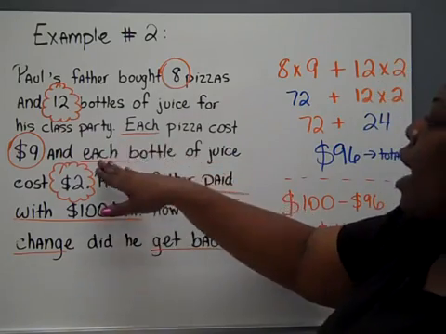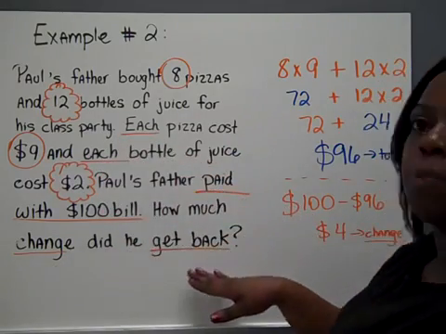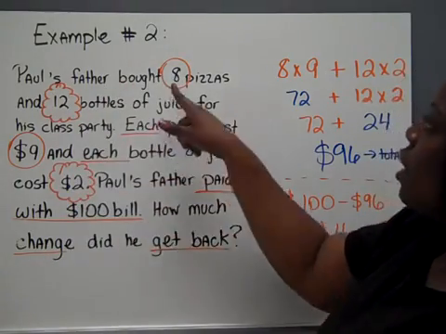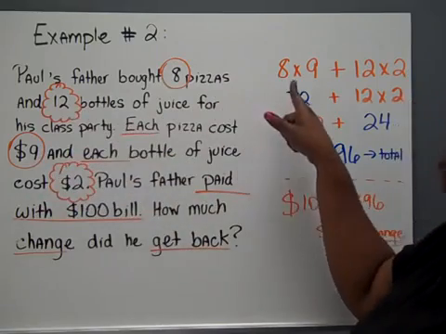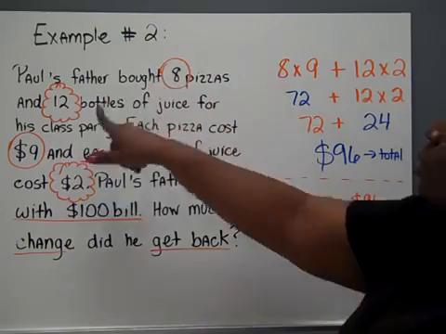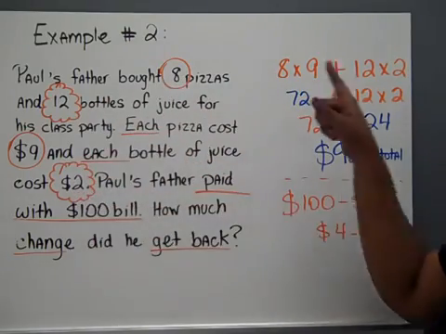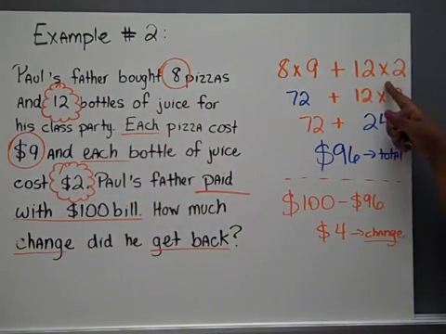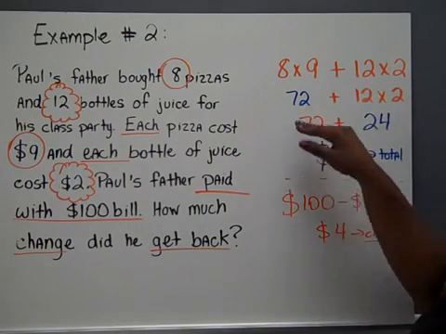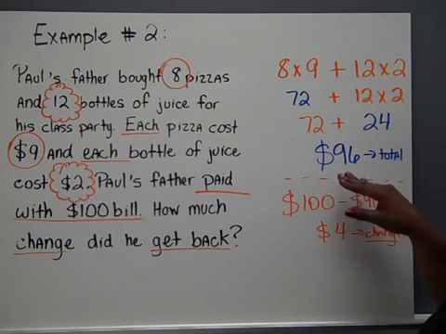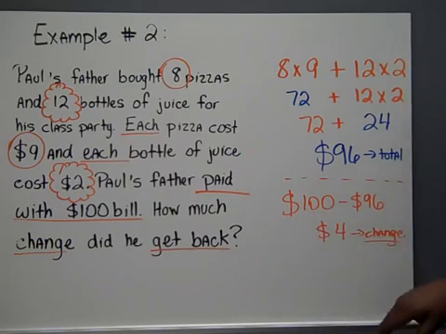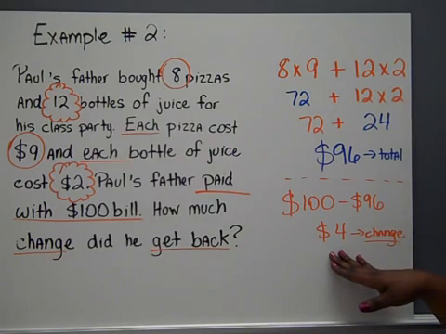I went through and highlighted some key words in this problem. And I also identified the quantities. 8 pizzas were $9 each. That is repeated addition or multiplication. 12 bottles that were $2 each. Again, repeated addition or multiplication. We have to first find out the total using our order of operations and then subtract that total from the $100 bill that Paul's father paid with, finding that his change was $4.